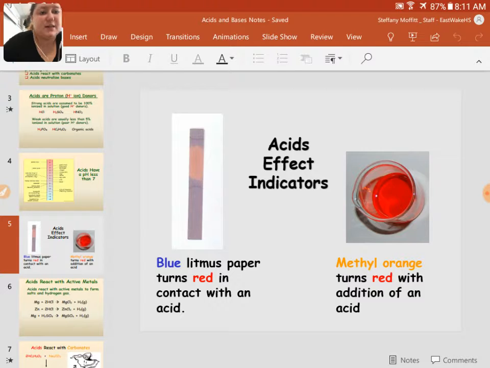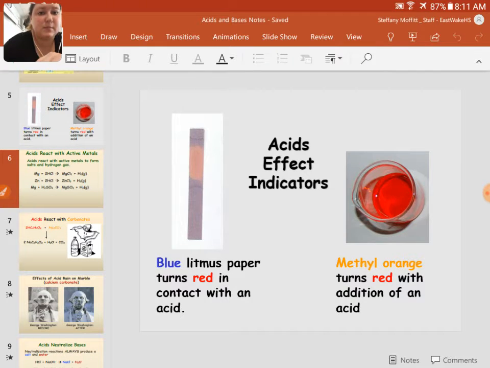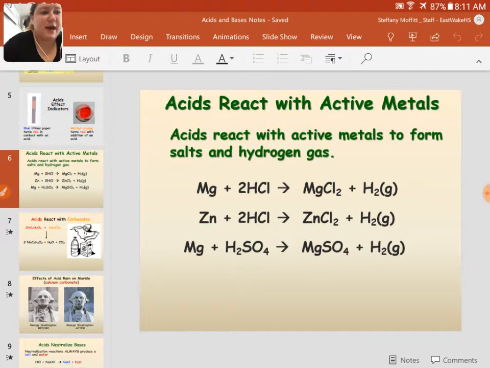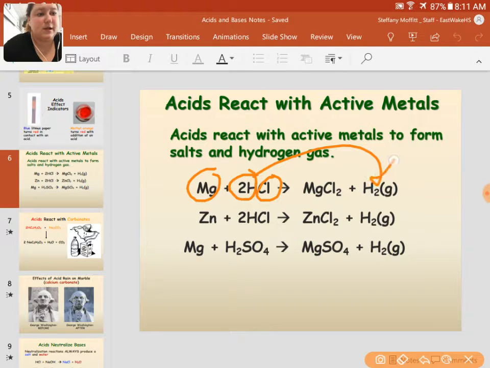Acids affect indicators. So if we have blue litmus paper, it's going to turn red when an acid hits it. Methyl orange will also turn red if there is acid. Acids react with active metals. So if we have a metal and an acid, we're going to form a salt and hydrogen gas. So the proton right here is going to react with the anion right here, the cation is going to form with the anion right there, and then this H2 will separate off into a gas. And that's true with every single one.